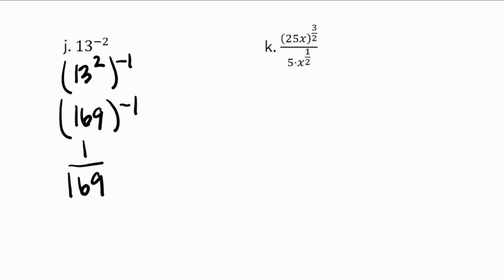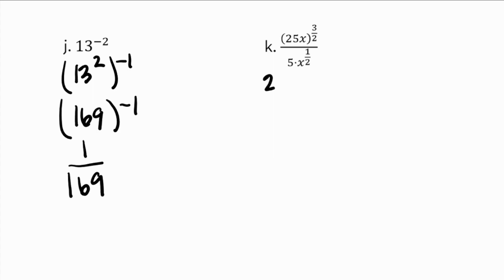Alright. Now this one's got a little bit of trickiness to it because we have the parentheses on top, but no parentheses on the bottom. So what we're going to need to do is take both the 25 and the x to the 3/2 power, but in the denominator, only the x will be taken to the 1/2 power, right? Because exponents come before multiplication by 5. Parentheses take precedence over any of these things. That's why P is the beginning of PEMDAS.